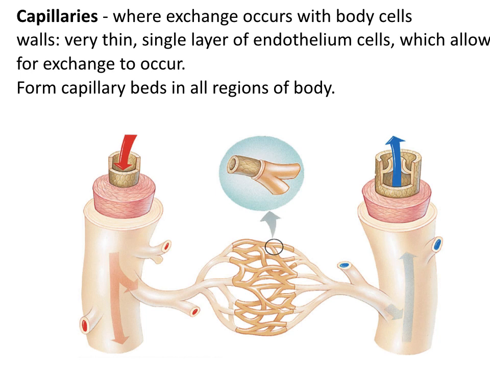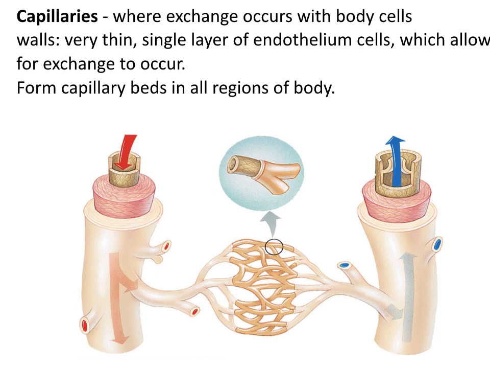And because exchange has to happen, capillaries have to have a very thin wall. Because imagine, how would oxygen diffuse through the wall of an artery? That's too thick. It couldn't. But capillaries, on the other hand, have a very thin single layer of endothelium, which is kind of like epithelium, like your skin, but it's only one cell thick. And so the gases are able to diffuse in and out.